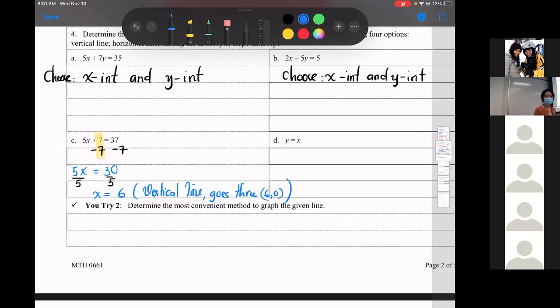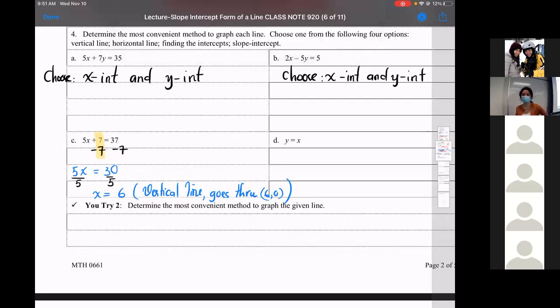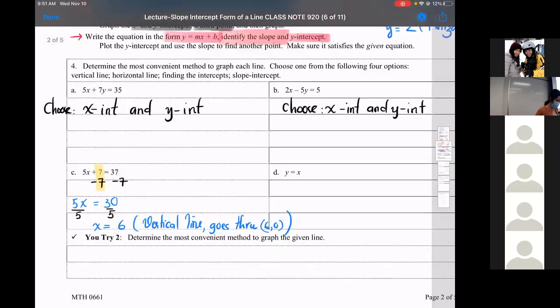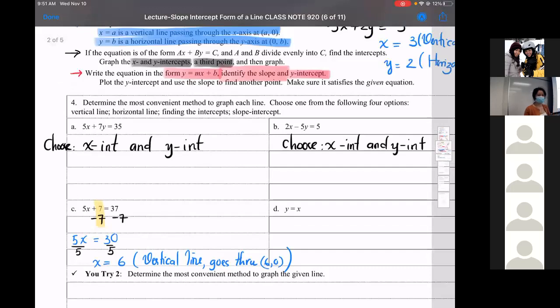What about D? What kind of method would you choose? Think carefully before you say something. Is it a general equation? No, not general equation. In a general equation, you have x and y both on the left-hand side, and on the right-hand side, just the number.